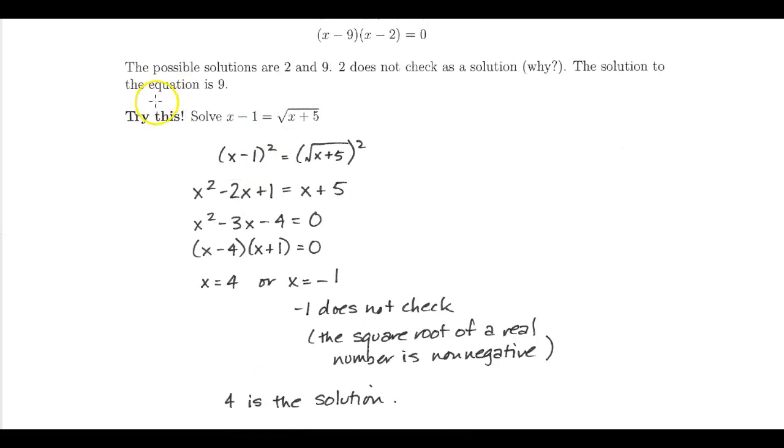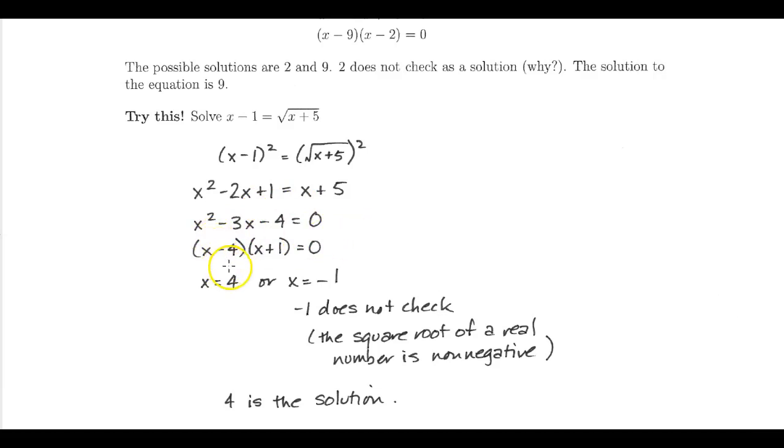So we're using that same procedure. We're squaring both sides. If I square x minus 1, I get x squared minus 2x plus 1 on the left-hand side and x plus 5 on the right-hand side. And if I subtract x from both sides and subtract 5 from both sides, I get x squared minus 3x minus 4 equal to 0.